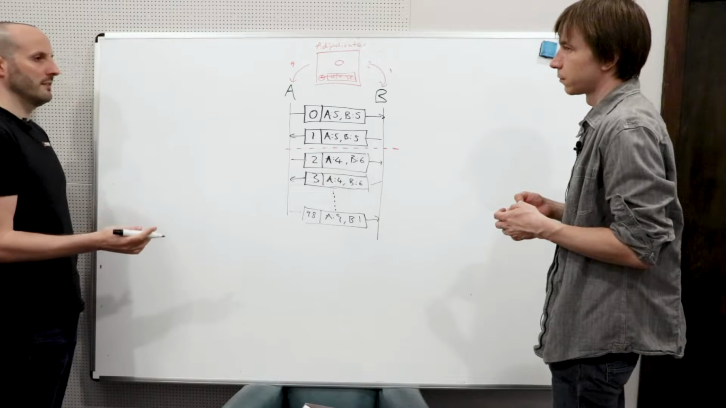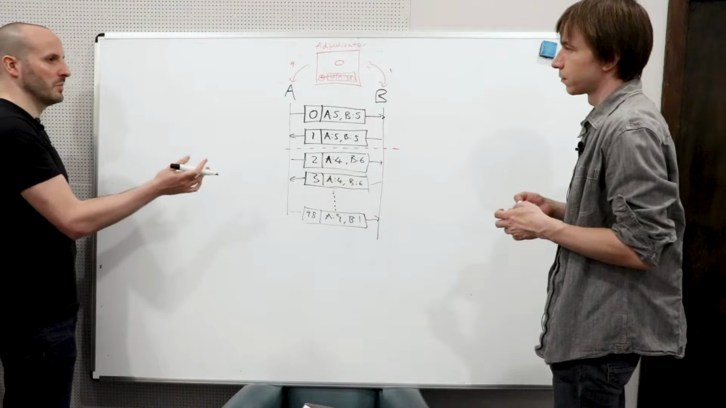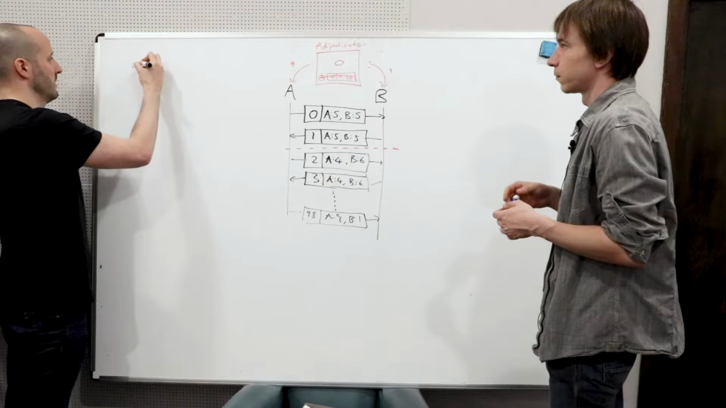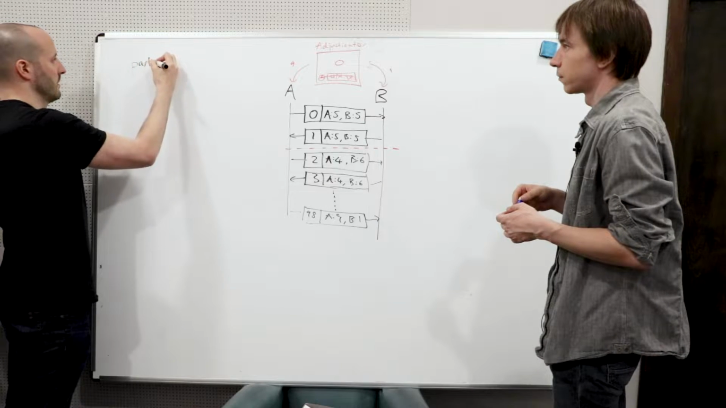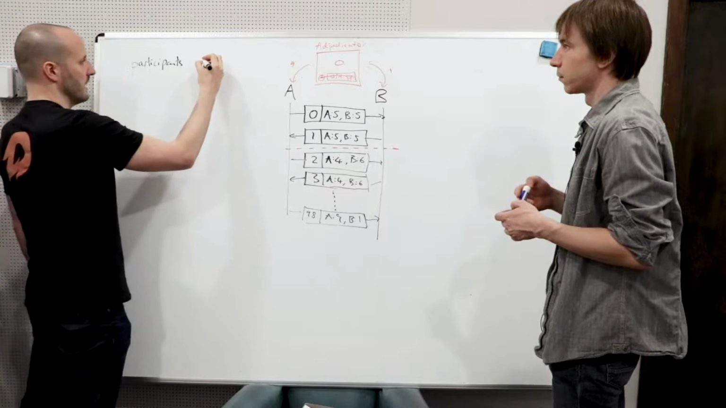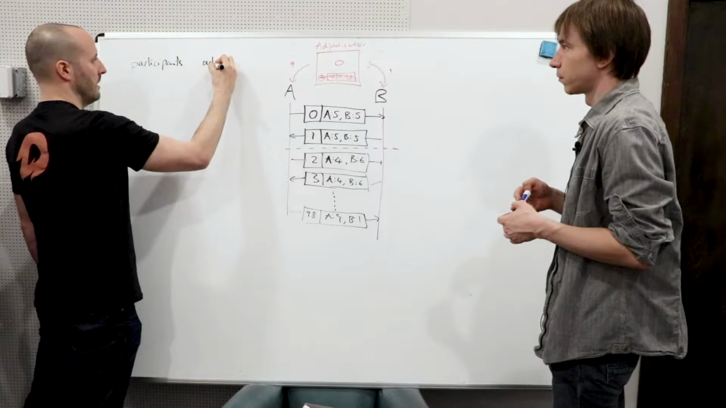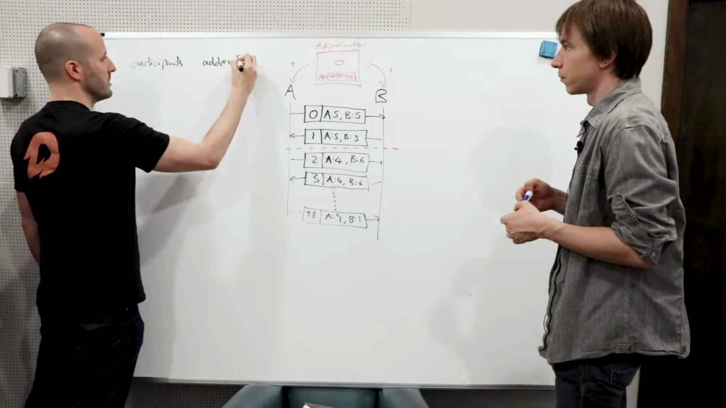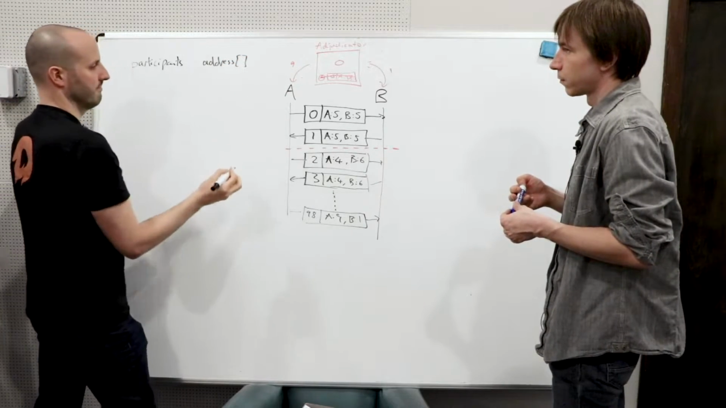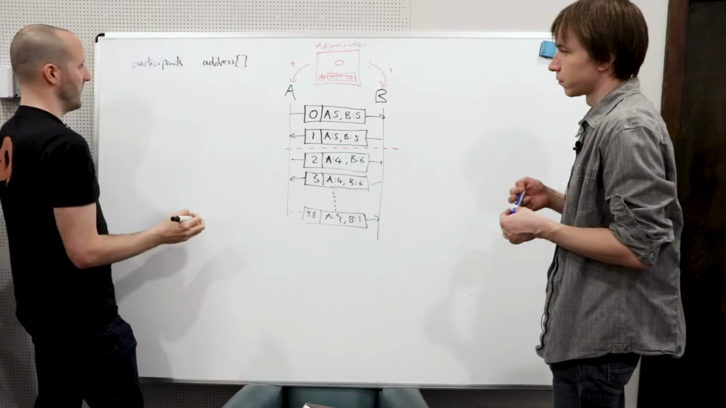So the state format is pretty simple in some ways. Let me just write it out. So you have participants, which is an array of addresses.